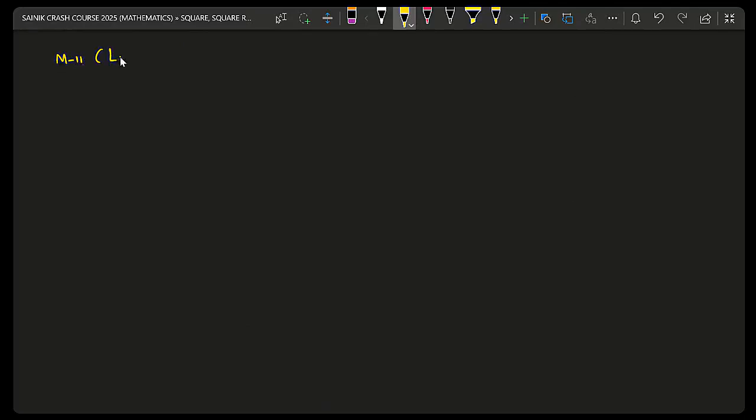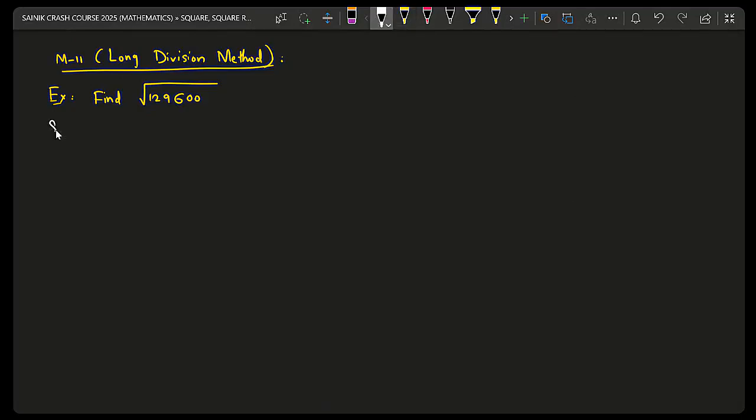Method number 2 is called the long division method. So let's take the same number again. Same question. Find the square root of 129,600. I want to find the square root of this number using the long division method.